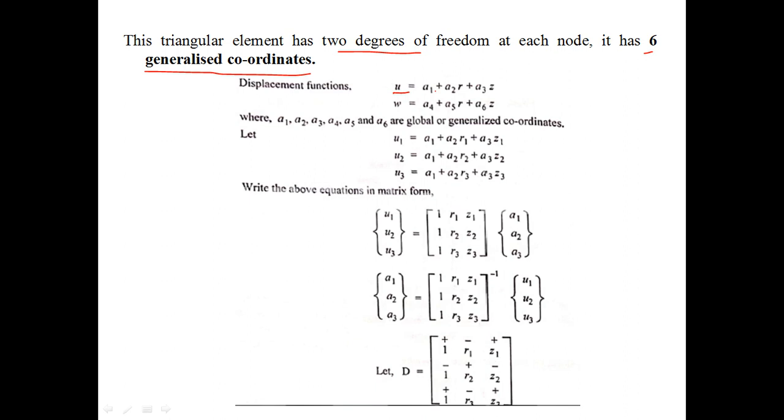Now we are going to arrange these three equations in matrix form. We will get u1, u2, u3 is equal to the matrix 1 r1 z1, 1 r2 z2, 1 r3 z3, multiplied with a1, a2, a3. Now ultimately a1, a2, a3 is equal to the inverse of the matrix 1 r1 z1, 1 r2 z2, 1 r3 z3, multiplied with u1, u2, u3. So ultimately here we have to find the matrix inverse.